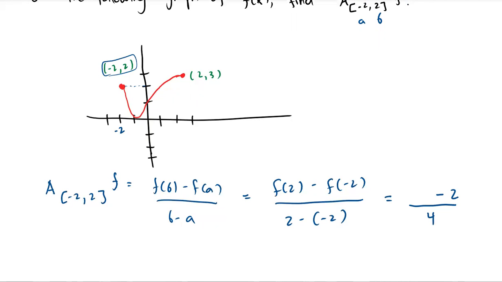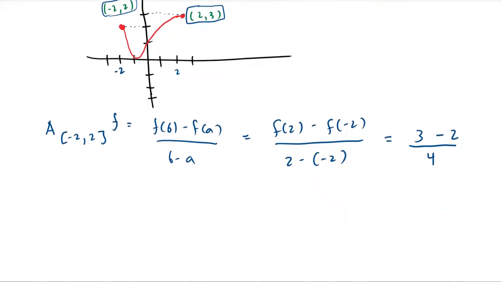Now what's f of b? b is equal to 2. And what's the function value there? Again, you can just do it graphically, or I give you the point here. At the input x equals 2, the corresponding output is 3. So f of 2 is equal to 3. So the numerator becomes 3 minus 2. If you simplify that, you get 1/4.